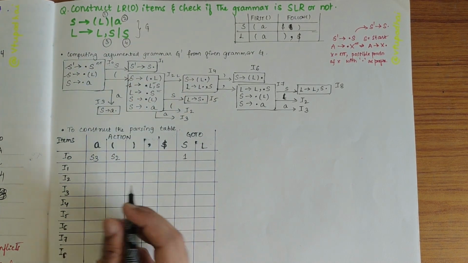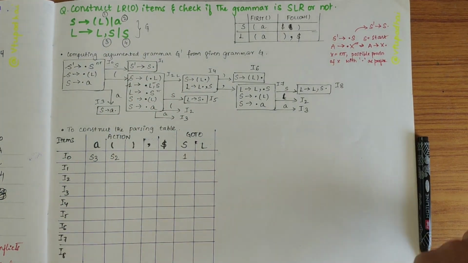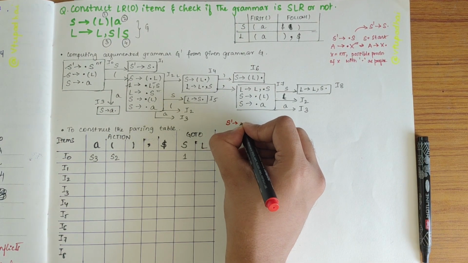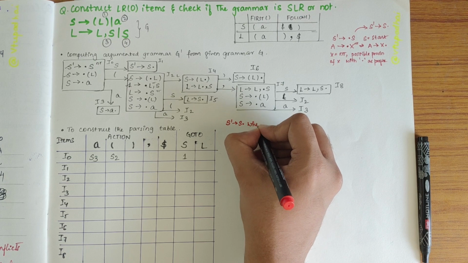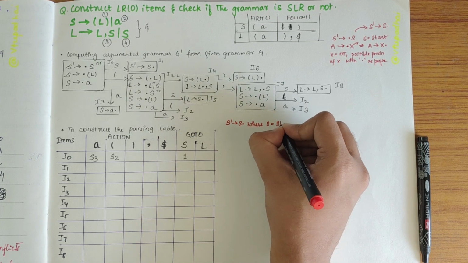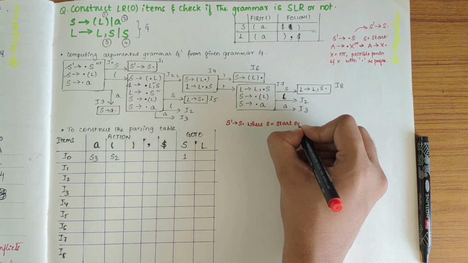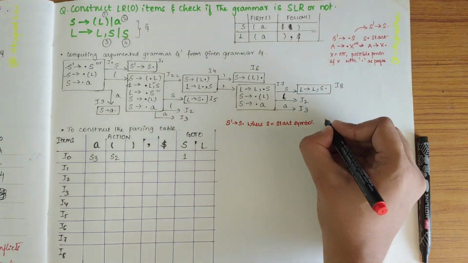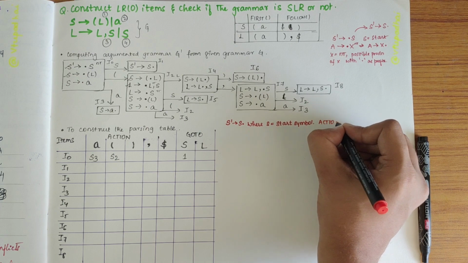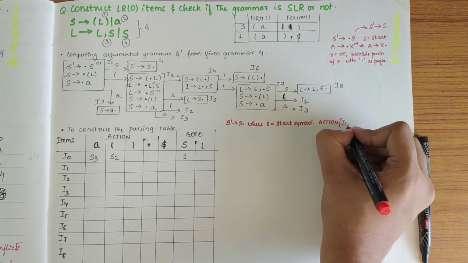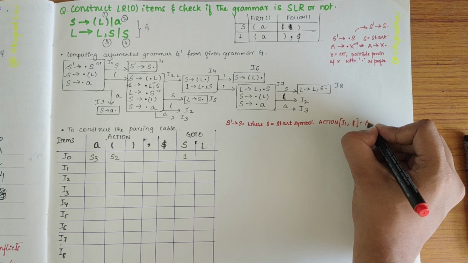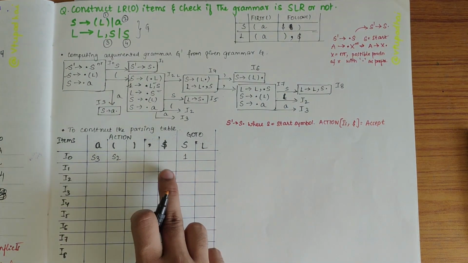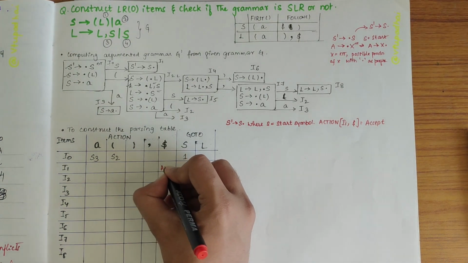Moving on to I1. So in I1, it is of the form S dash derives S dot, where S is the start symbol. So if it is of this form, then in the action part, I can write I1 comma dollar is equal to accept. So I1 and dollar, I should write accept here.